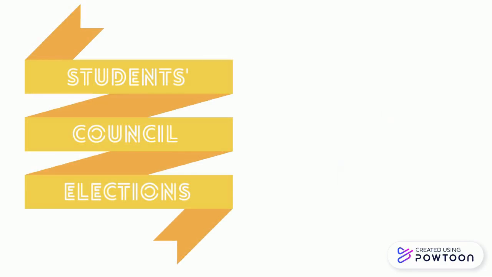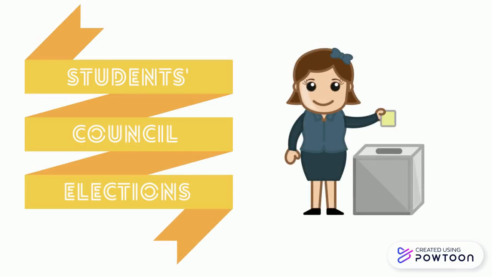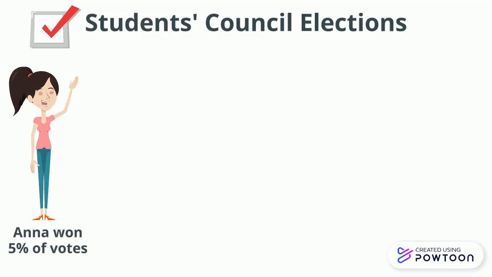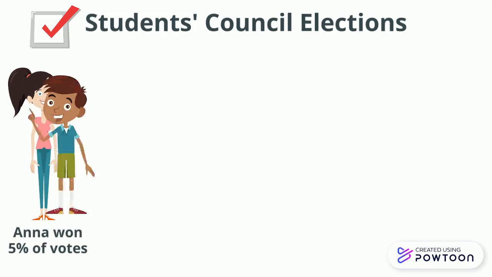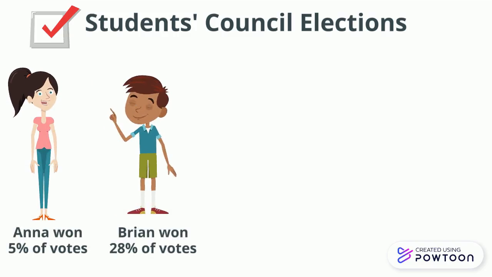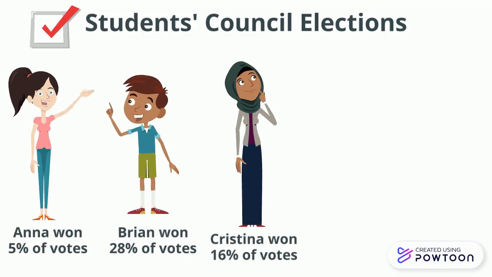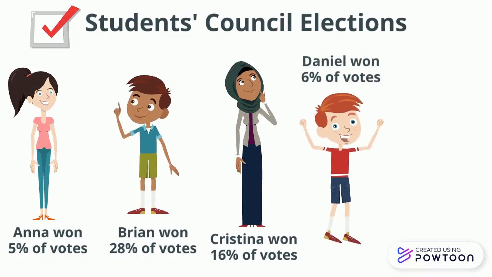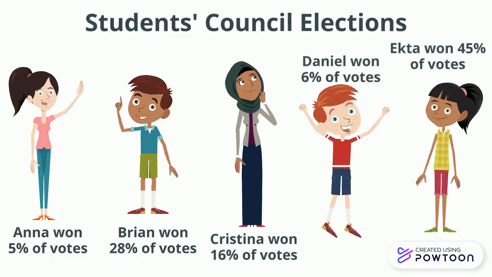Let us use the example of the Special Students' Council elections to understand this. Now let's say you have cast your vote in the council elections and the results are Anna has won 5% of the votes, Brian has won 28%, Christina won 16%, Daniel won 6%, and Hector won 45%.